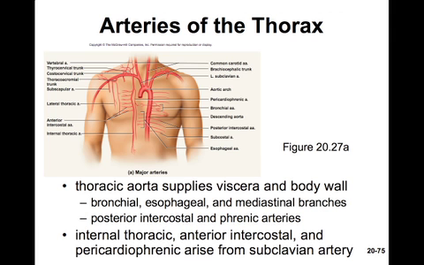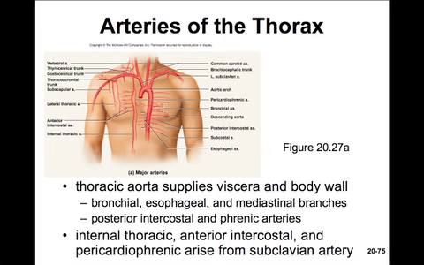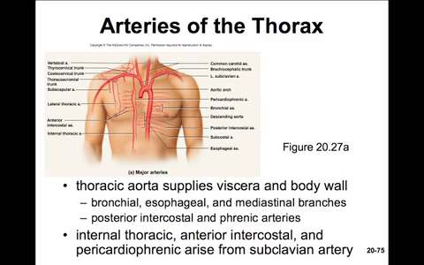Now let's step down into the thorax. The thoracic aorta is the portion of the aorta that is in the chest cavity. It supplies the viscera and the body wall. We'll see that there are a bronchial, an esophageal, and mediastinal branch of the thoracic aorta. Don't worry too much about those branches. Also note that there is a posterior intercostal artery that supplies the back ribs, and phrenic arteries. Again, don't worry too much about identifying these in Anatomy and Physiology Revealed, but be aware that they're there.